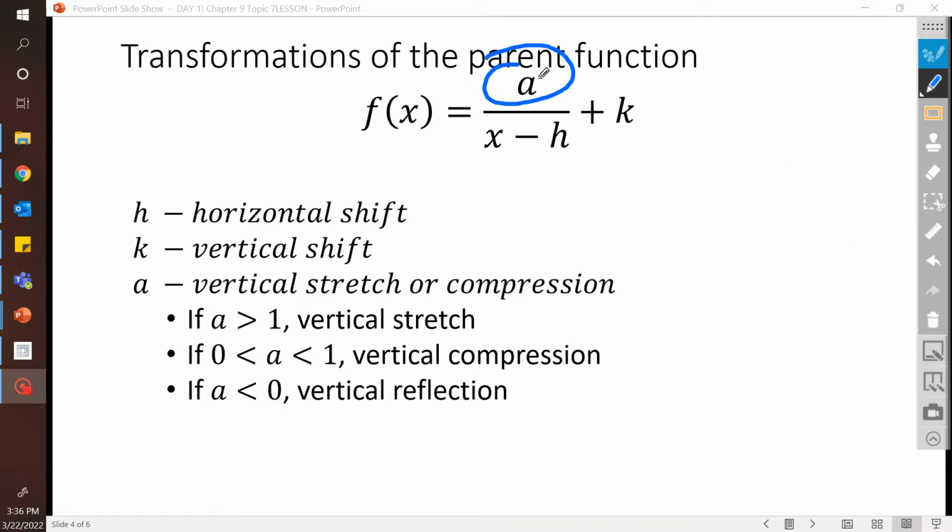Now, we have not really talked about what the a value does. Even though we've seen the a value in different functions, we've not really talked about what it does. But let's take a look at what it does. The a value actually causes the graph to stretch or compress vertically. If the a value is greater than 1, it stretches the graph out vertically. If the a value is between 0 and 1, it makes the graph compress vertically. And if the a value is negative, it is going to reflect it across the, it's actually a vertical and horizontal reflection. It's just a reflection here.